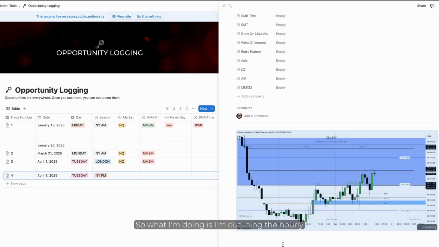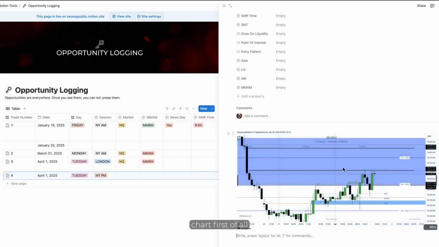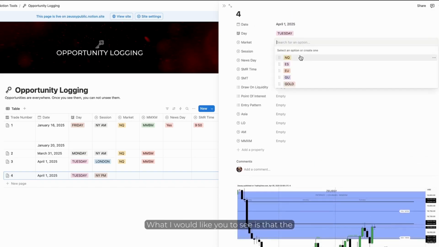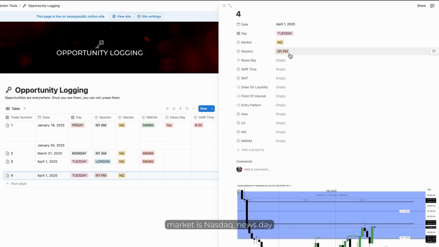So what I'm doing is I'm outlining the RE chart first of all, and we're just going to log the variables which we can see from this RE chart already. What I would like to see is that the market is Nasdaq. News day, again, we would have to go to Forex Factory to check whether or not there's news. SMR time, not relevant to us now. SMT, we're going to leave intact as well because there's no SMT relative to the sessions, it seems, based upon this RE chart. But when we drop into the lower time frames, we'll be able to double check that.